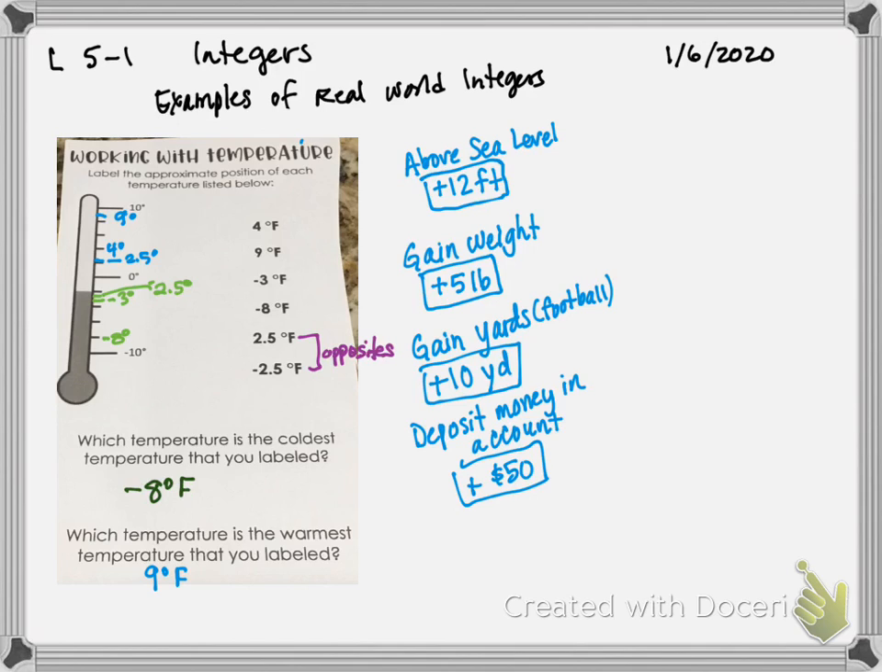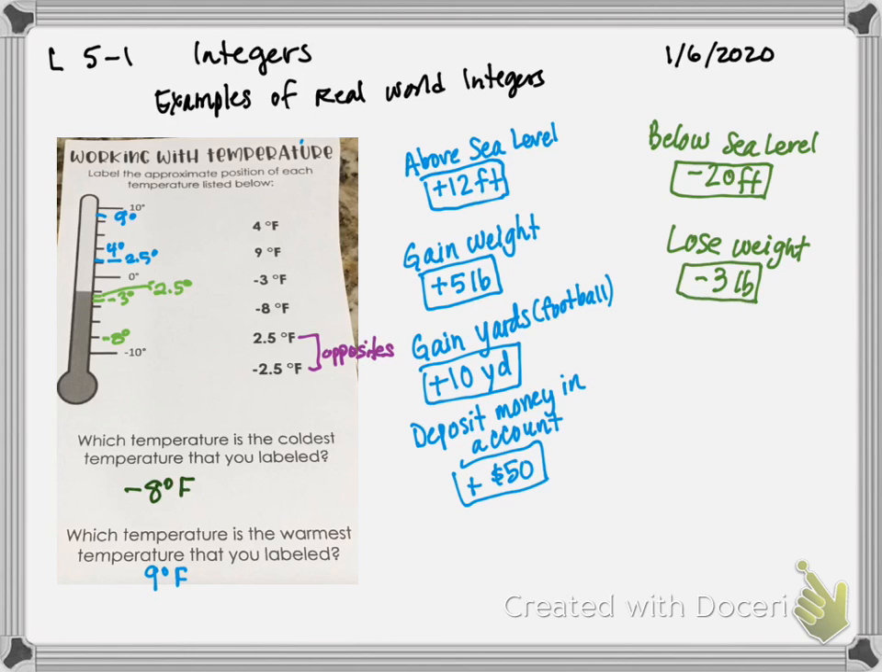Okay, let's talk about some negative situations. Below sea level. And that would be something like negative 20 feet. Now this time you have to have the negative in front, otherwise it looks like a positive number. Let's say that you lose weight, which I intend to. That's going to be a negative 3 pounds. So you've taken away 3 pounds.